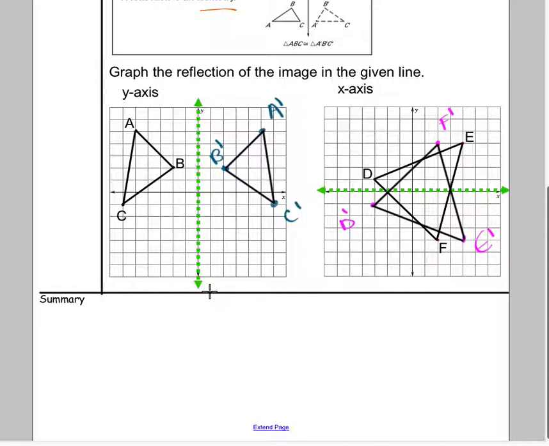There's the new figure. So you can see if you fold it along this line, the old and the new should match up exactly with each other. That's a good way to check if you did it right. If you imagine folding along this line, they should match up together.